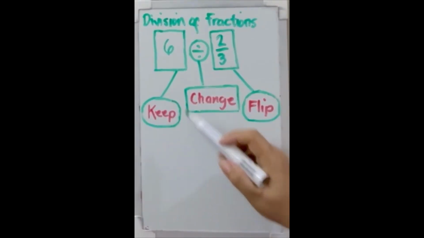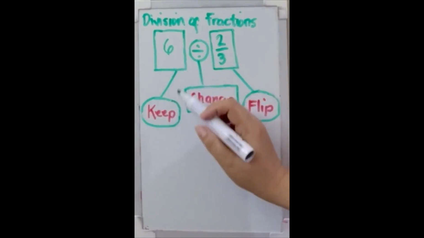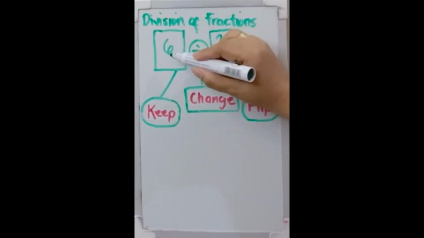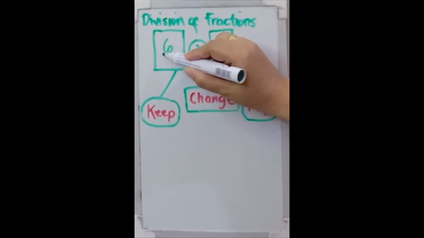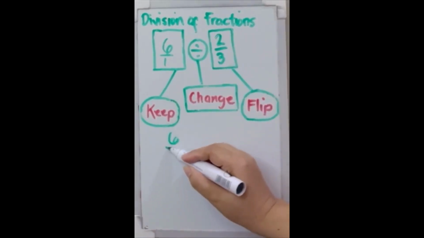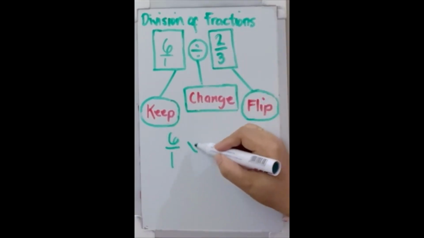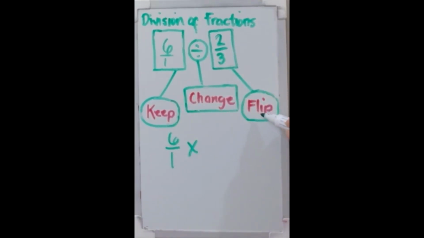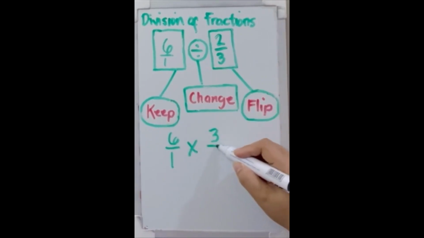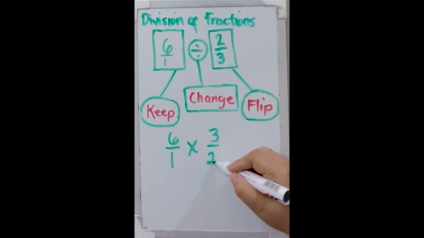Proceeding to the next example, we have 6 divided by 2/3. So we will keep the first fraction, 6. 6 having a denominator of 1. So we will write it as 6/1. And then we will change the division symbol to multiplication symbol. And the third step is to flip the second fraction from 2/3. This will become 3/2.